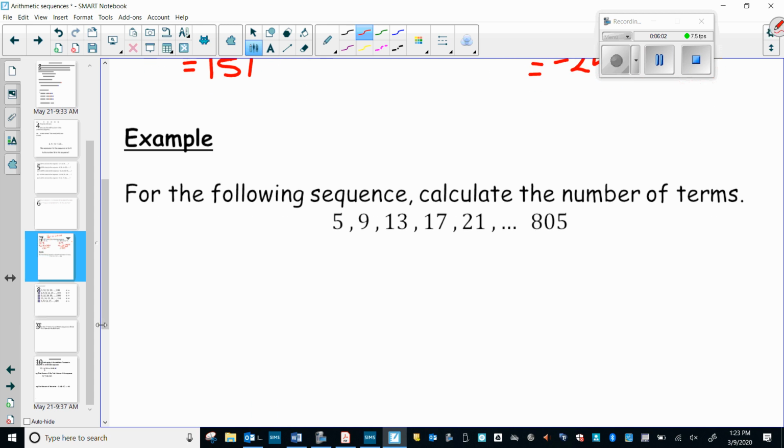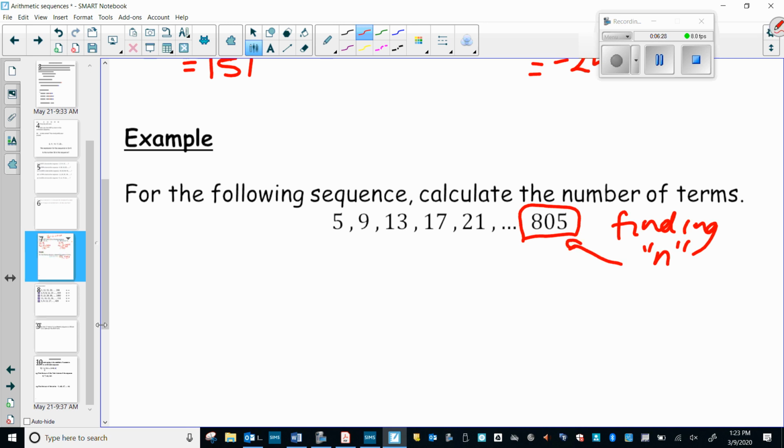Alright, for the following sequence, calculate the number of terms. So this is showing we're going up in a number of things here, but there's a gap, and then this is the final term. So that's indicating it's the final term. We need to know how many terms that is. In other words, we're finding n for this particular term.